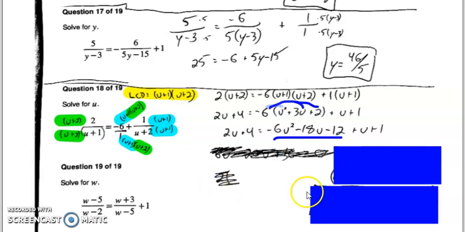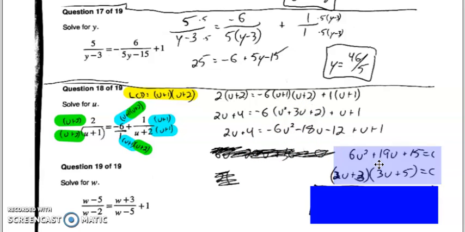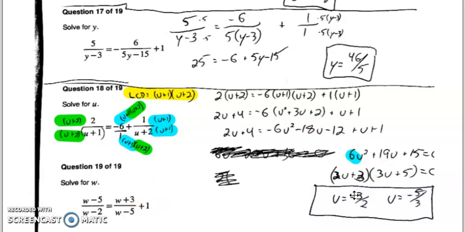And then we like to have these set equal to 0 if we're ever trying to solve something that has an x squared, or in this case, a u squared. So I'm going to move everything over to one side of the equation, so that way I can set it equal to 0. As I move everything over to one side, this is what it'll look like: 6u squared plus 19u plus 15. I prefer to have a positive u squared term, so I moved everything over to the left. And then we can go through and factor. Once it's factored, we can solve.